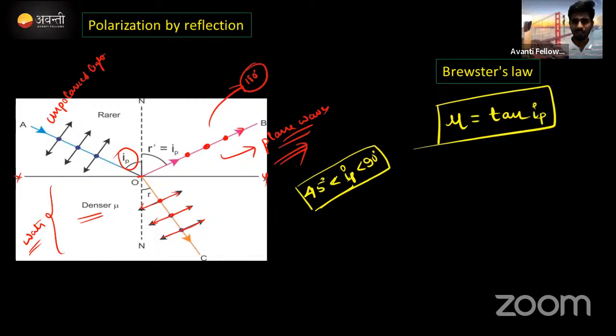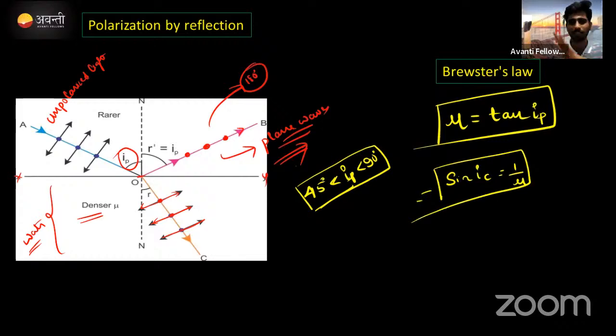इसमें critical angle को पता करो means if they are asking about the critical angle, where will you take it from? You know, right? Critical angle comes in total internal reflection. What is that critical angle? Sin IC will be equal to 1 by mu. This is also very important to solve a few examples here. Keep in your mind.